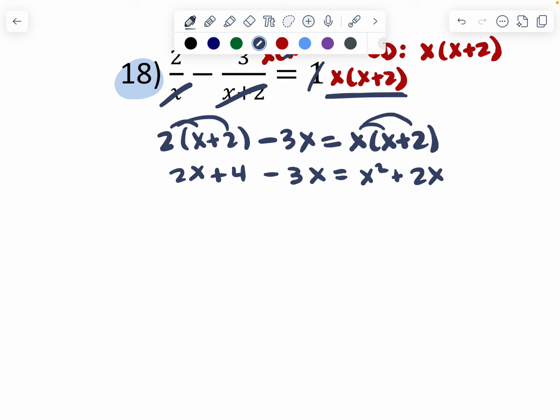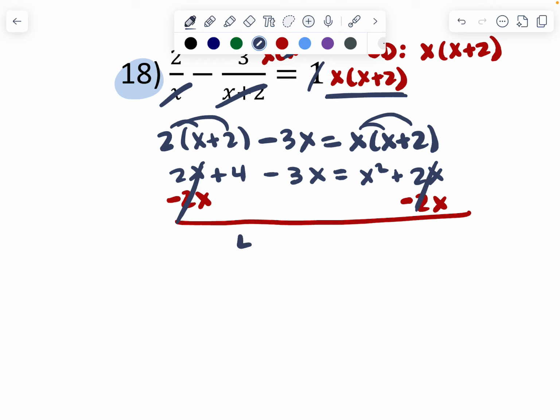Okay, I see something kind of cool here. Look, if I subtract 2x from both sides, what happens to them? They cancel out, right? If you have something on one side of the equation that's the same as the other, they always are going to cancel out like this. So I have 4 minus 3x equals x squared.